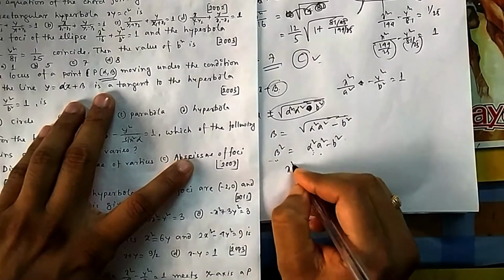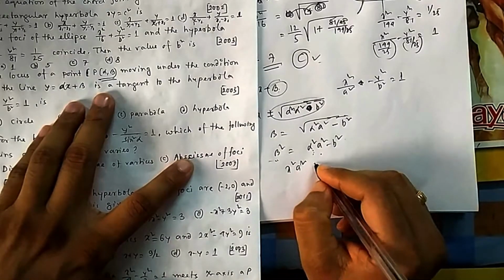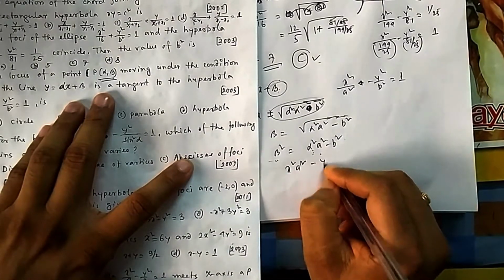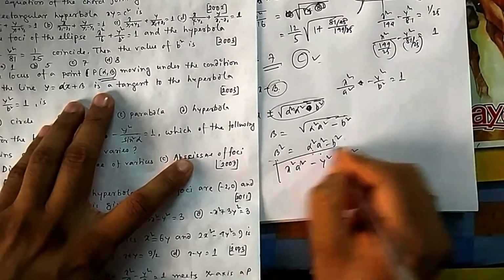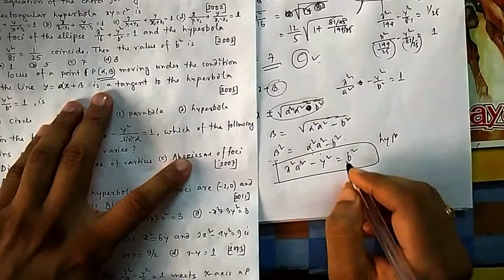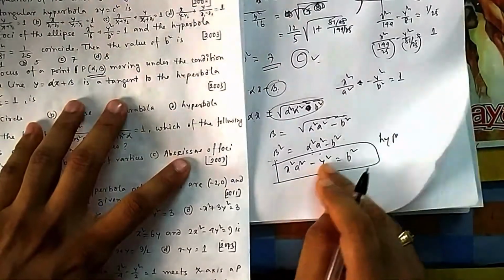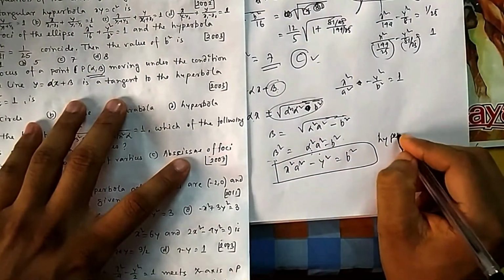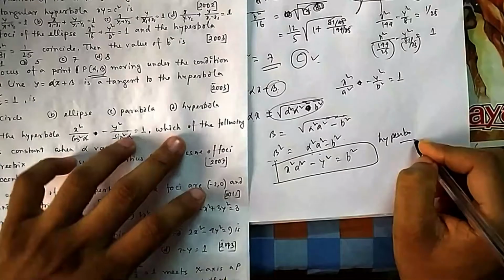You just replace it: x square a square minus y square is equal to b square. So what does it look like? It looks like a hyperbola. So divide by b square, so it is x square by something minus y square by something equal to 1. So it is a hyperbola. That is your option D.